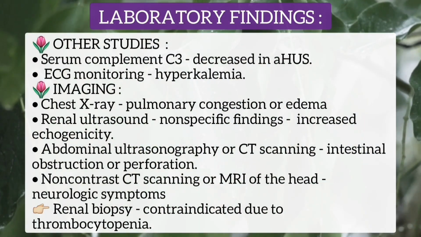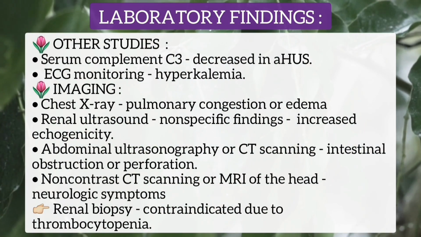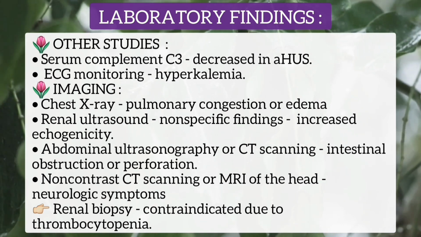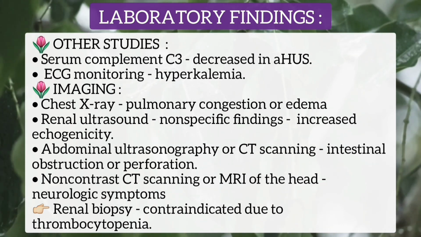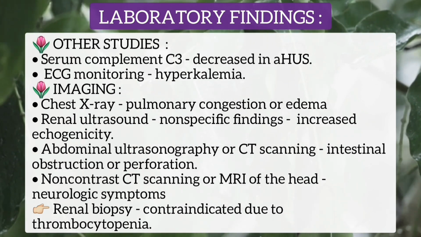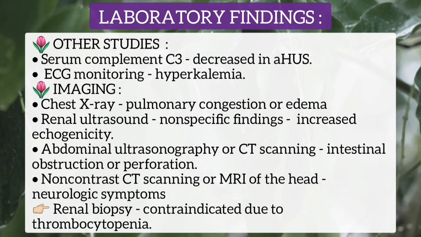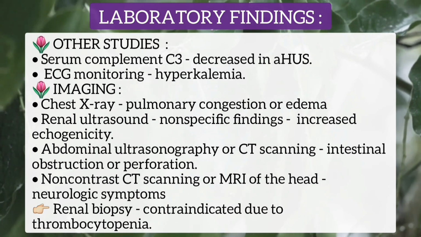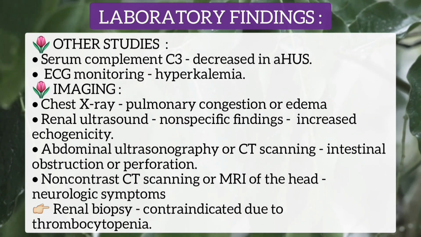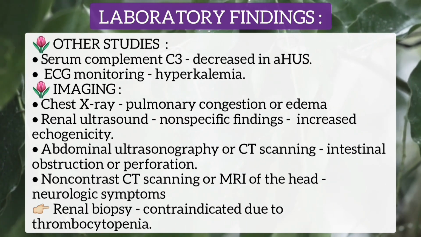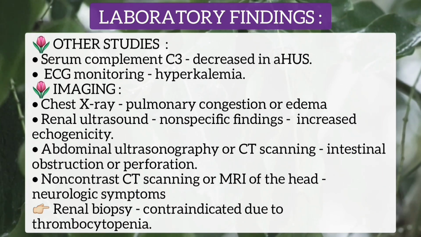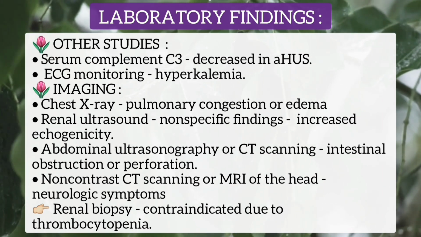Now, serum complement C3 is decreased in atypical hemolytic uremic syndrome, and ECG monitoring should be done in the case of hyperkalemia. Chest X-ray shows pulmonary congestion or edema. Renal ultrasound shows non-specific finding, that is increased echogenicity. Now, in the case of intestinal obstruction or perforation or pain, abdominal ultrasonography or CT scanning should be done. Now, in the case of neurological symptoms, non-contrast CT scan or MRI of the head should be advised. Renal biopsy is usually contraindicated because of thrombocytopenia.